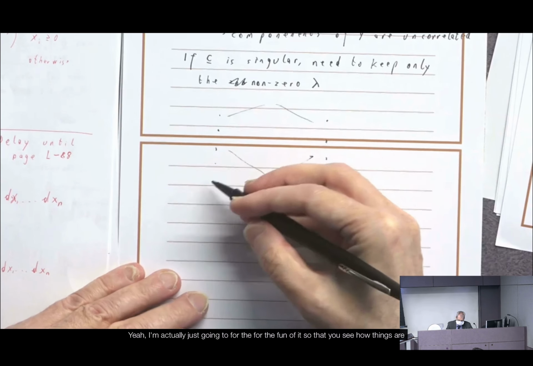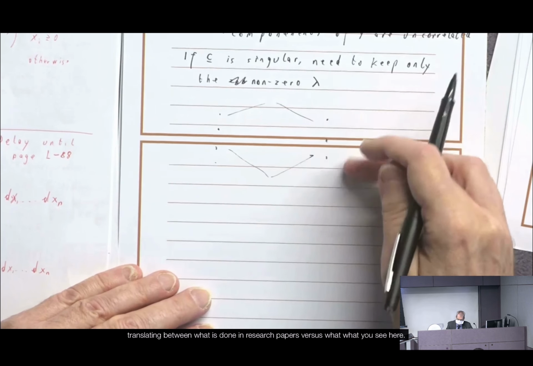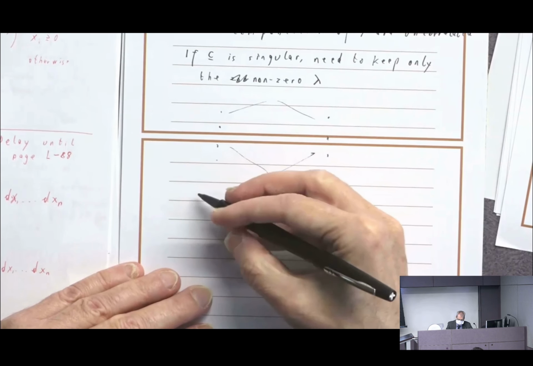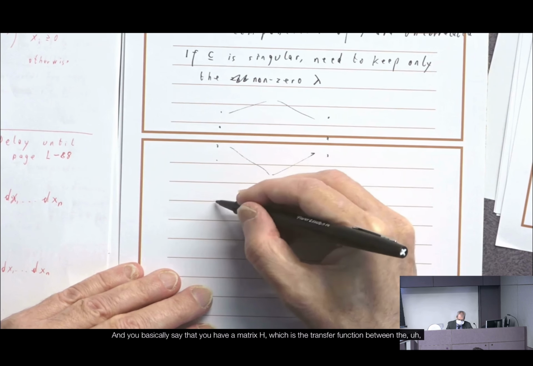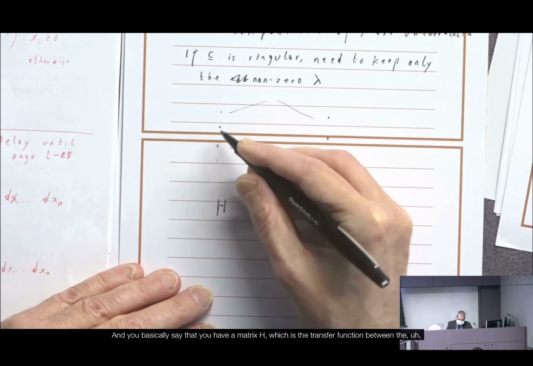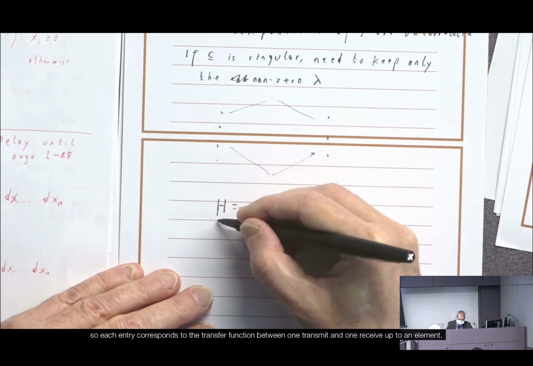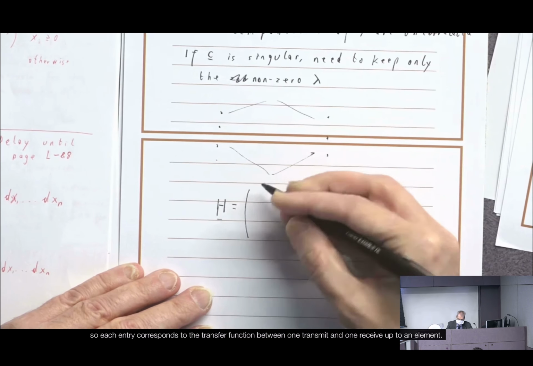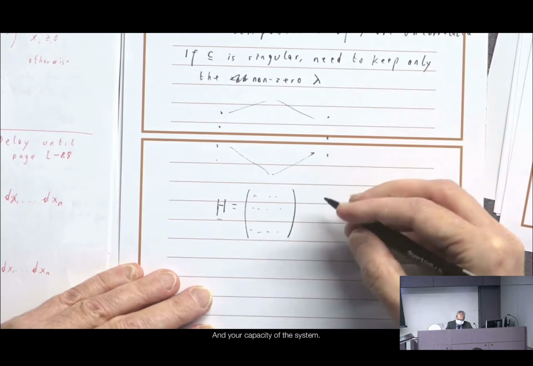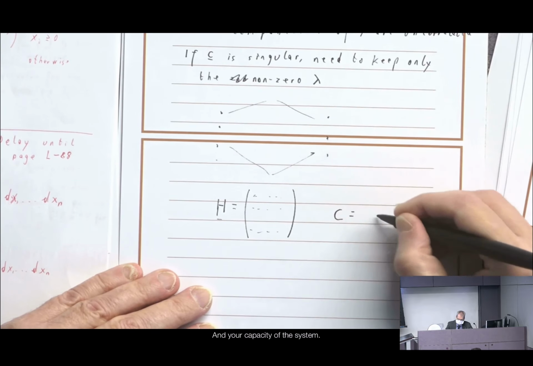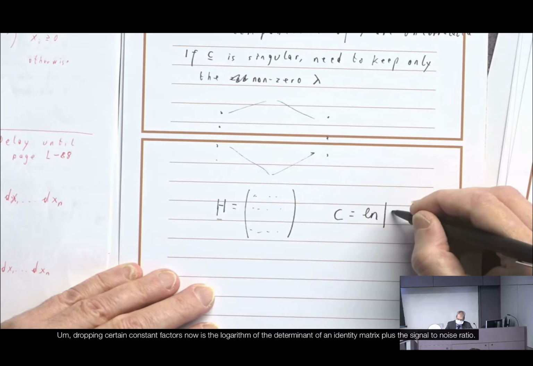I'm actually just going to, for the fun of it, so that you see how things are translating between what is done in research papers versus what you see here, let me give you the formulation that you're normally encountering. You basically say that you have a matrix H, which is the transfer function between the transmit and receive antennas, so each entry corresponds to the transfer function between one transmit and one receive antenna element. And so these are Gaussian random variables.